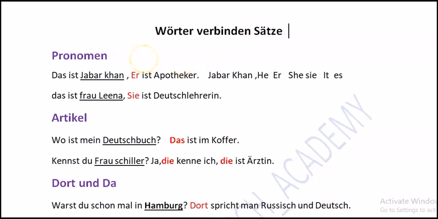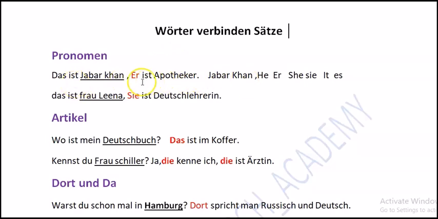Now we are coming to the first grammatical point which can be used as a connecting word. That is Pronomen. Pronomen means pronoun. We have pronouns like he, she, it, you, we, they.